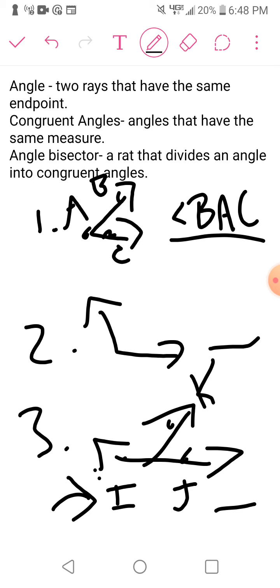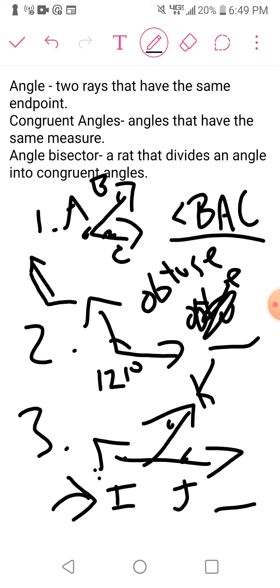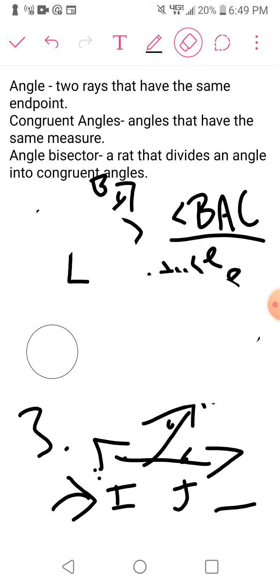Number 2, what kind is that? So that's obtuse, even though you don't see what measure it is. I could have put that it was 121 degrees, but you just will know because you can tell that it's pointing away and it's not straight and it's not bent that way. And that's what that is. Alright, let me just get rid of that for now.